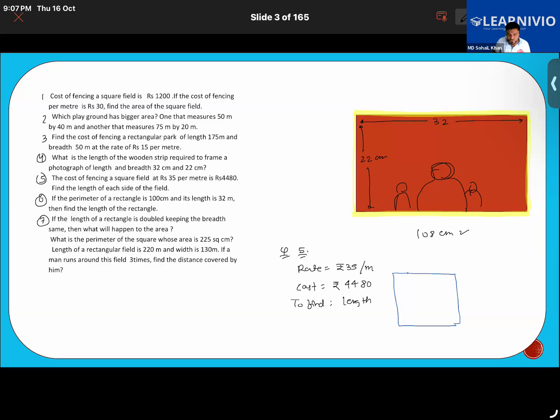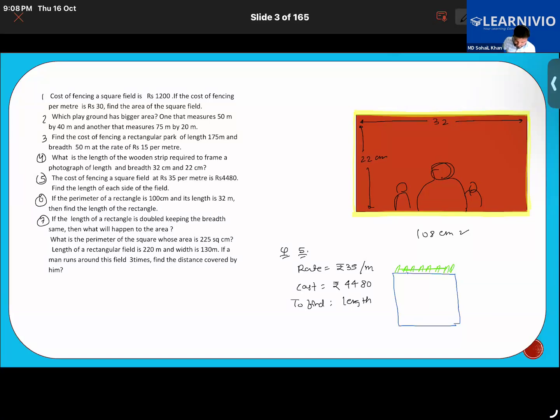So it is saying that the cost of fencing is given, right? The question is basically talking about the perimeter here. It is referring to the perimeter, so fencing has to be done. Cost and rate are given. Now, if you manage to find the perimeter, from the perimeter can't you find the length? Length also we can find. So first you find the perimeter.